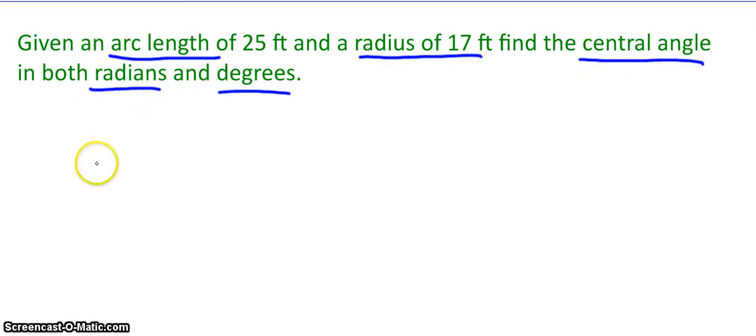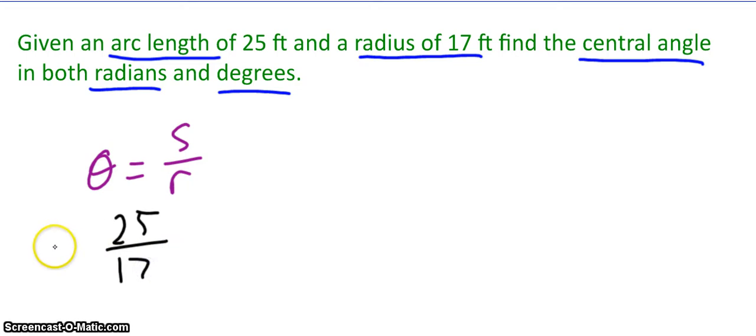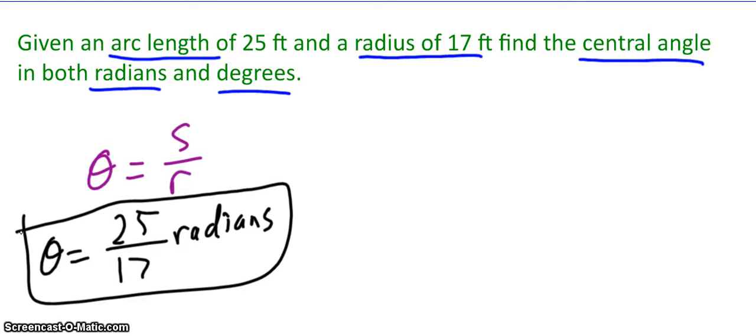Now remember, our relationship, theta equals s over r, where s is the arc length, r is the radius, and theta is the central angle. This relationship is only true in radians. So, if I want to find my central angle in radians, I know that 25 over 17 is my central angle in radians, right? That was pretty easy. To find it in degrees, I just need to convert that answer to degrees.